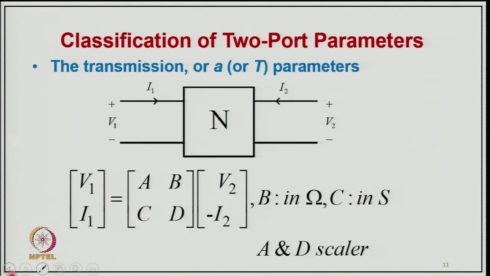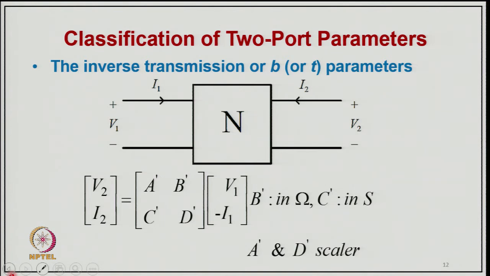Now, coming to the fifth set of parameters, we call them transmission parameters, or denote them as T parameters. Again, they are defined with the input variables V 1 and I 1 in terms of V 2 and minus I 2, and these are called ABCD parameters, where B is in ohms, that is impedance, and C is in Siemens, that is admittance, and A and D again are scalar parameters, means these are the gains, typically voltage and current gains. So, this is the fifth set of parameters.